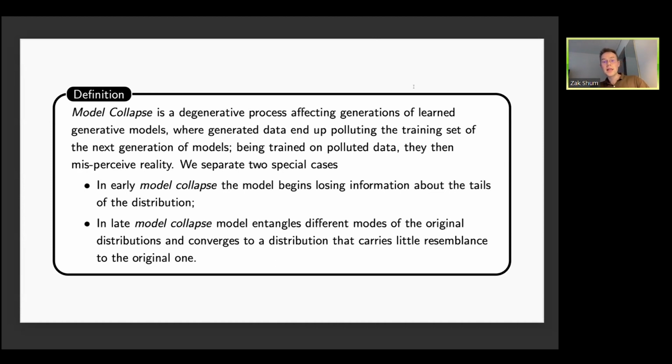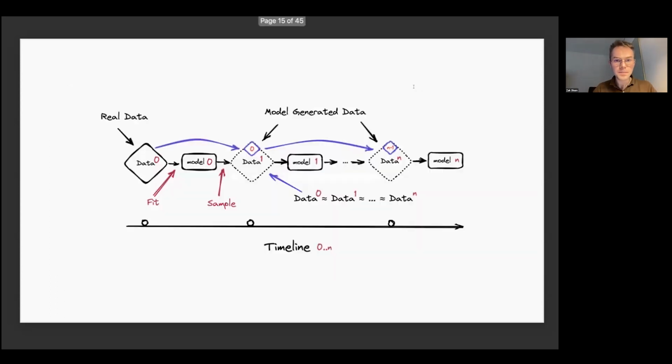And then in the late model collapse, you start getting significant degradation, where the model starts entangling the different modes. It starts forgetting about big chunks of your original distribution. Oftentimes, you converge to something practically nonsensical.